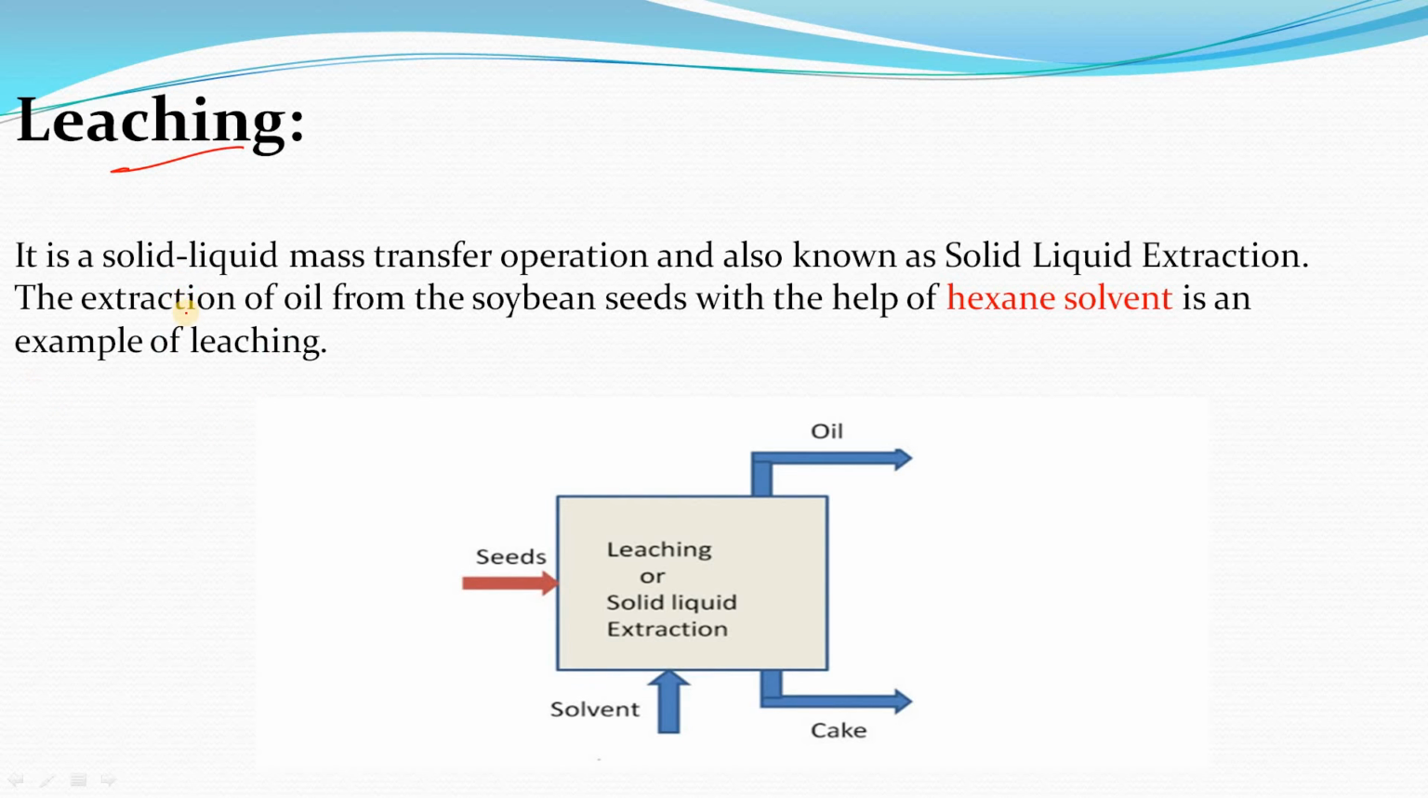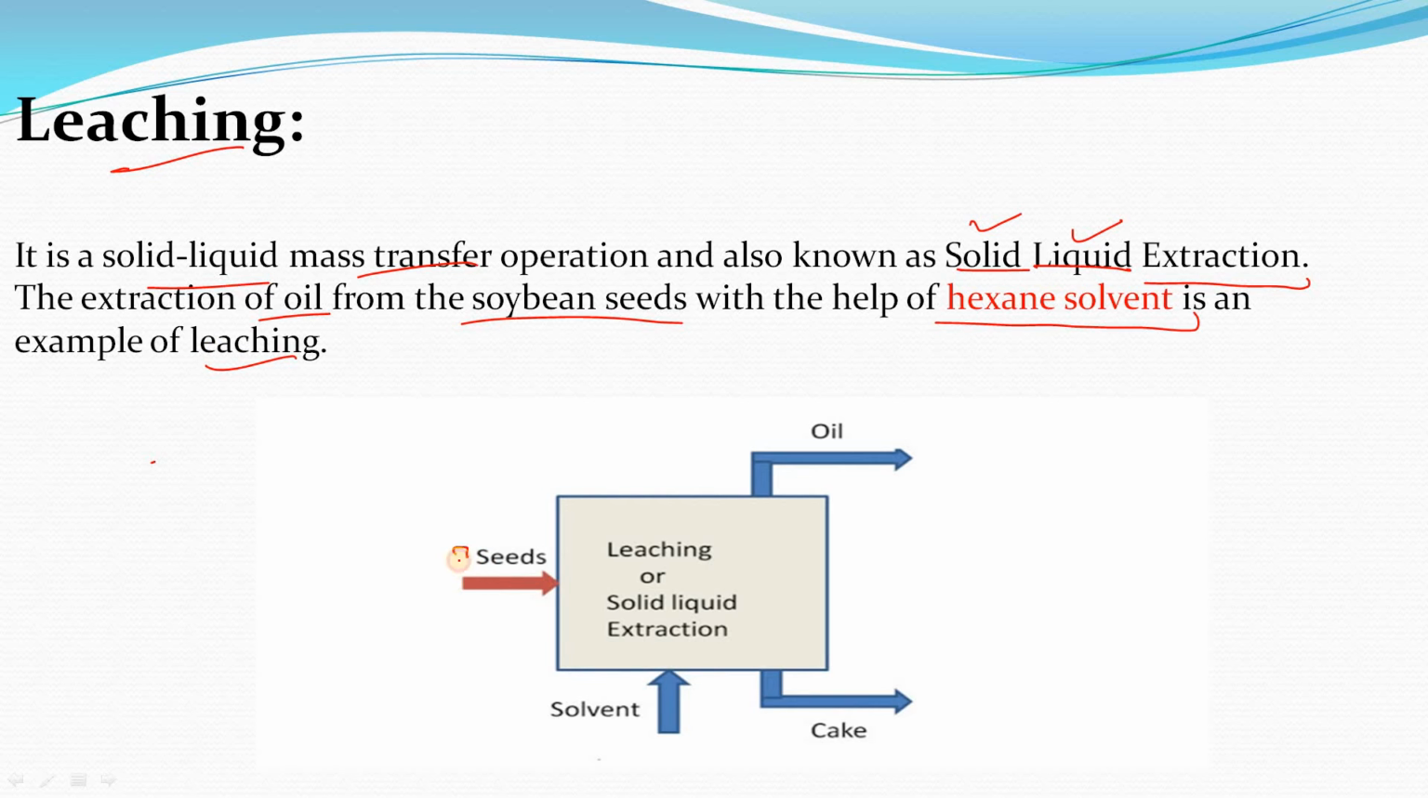So what is leaching? Leaching is a solid liquid mass transfer operation, also known as solid liquid extraction. Liquid extraction was different because there the mixture was also liquid and the solvent was also liquid. But in the leaching case, one phase is solid and the other phase is liquid. An example is extraction of oil from soybean seeds with the help of hexane. Hexane is the solvent which we use here.